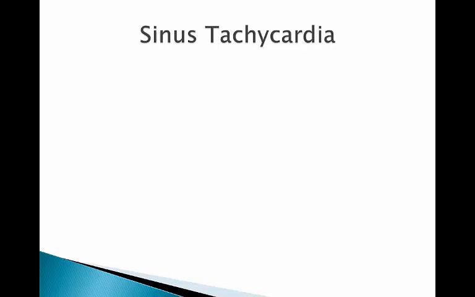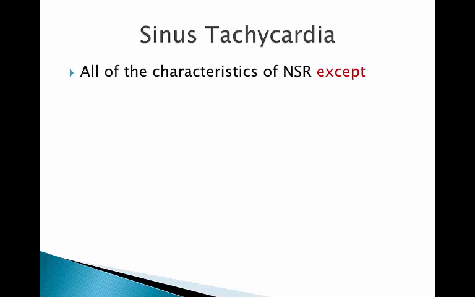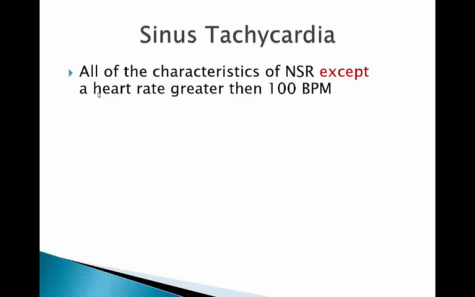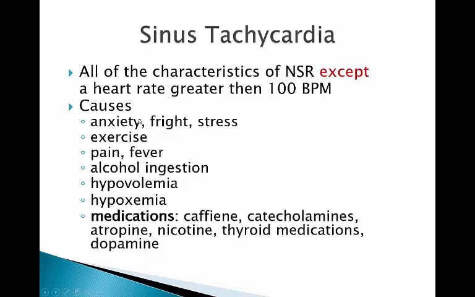All right, and then the last one for this podcast is sinus tachycardia. Sinus tachycardia has all of the characteristics of normal sinus rhythm, except the heart rate's greater than 100. There are lots of causes for sinus tachycardia: anxiety, fear, stress, exercise, pain, fever, alcohol, hypovolemia, hypoxemia, caffeine, atropine, nicotine, thyroid, dopamine, and on and on.